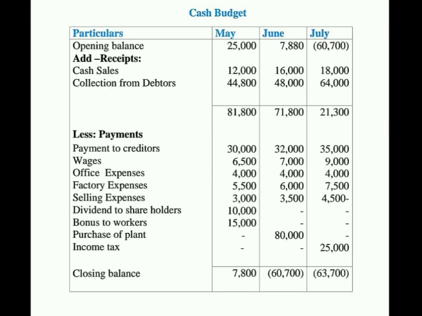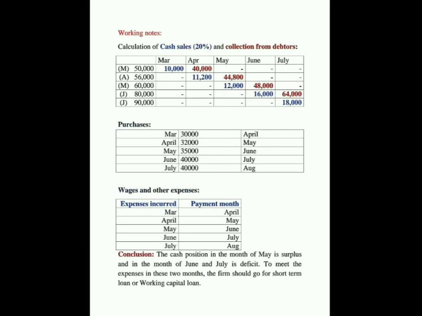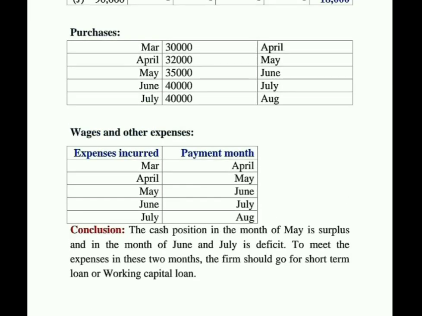So here, coming to the conclusion, the cash position in the month of May is surplus and in the months of June and July is deficit. To meet the expenses in these 2 months, the firm should go for a short-term loan or working capital loan.